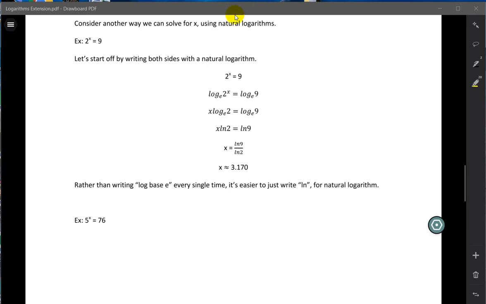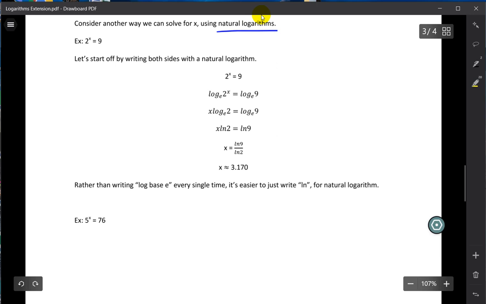All right, so let's consider another way we can solve for x. But instead of using common logarithms like I showed you earlier, let's go ahead and use natural logarithms. Again, common logarithms have a base of 10, natural logarithms have a base of e. For this particular example, we have 2 raised to the x equals 9. Let's start off by writing both sides with a natural logarithm. So let's say we have this here.